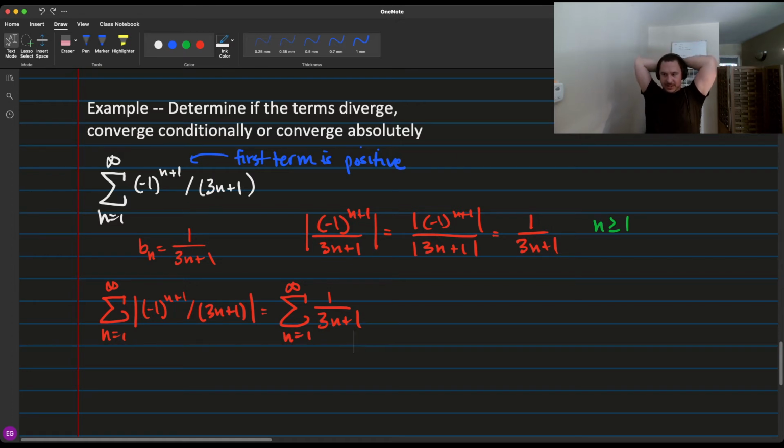Okay, so we're looking at this. We want to figure out if this converges or diverges. We should do a limit comparison here. So let me just look up the details of the limit comparison so I don't screw that up.